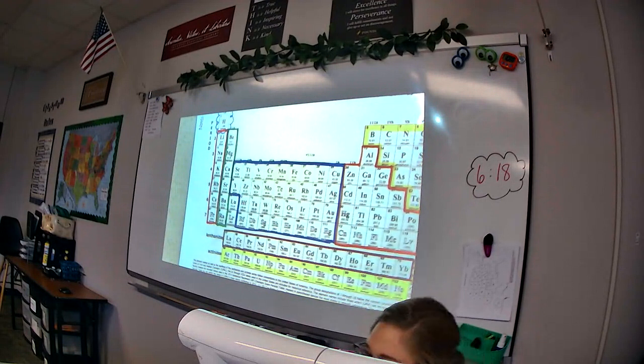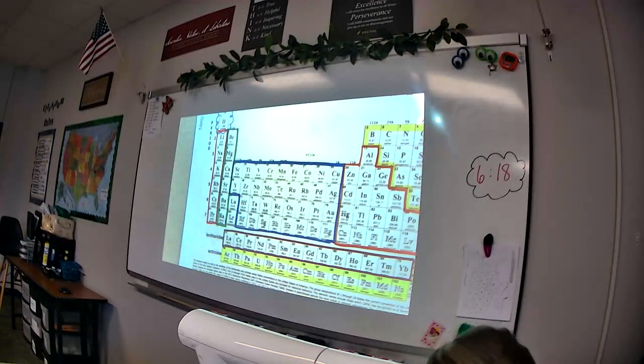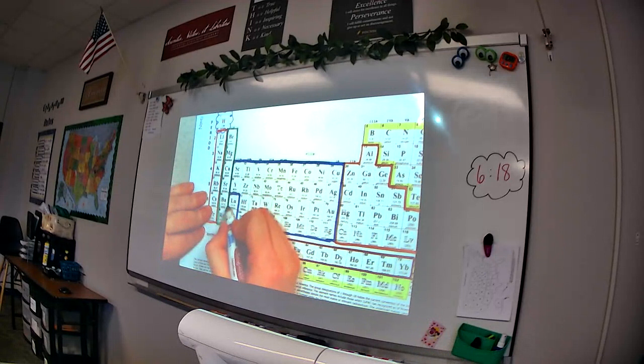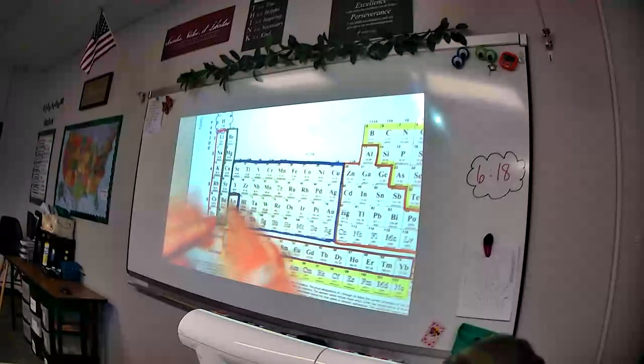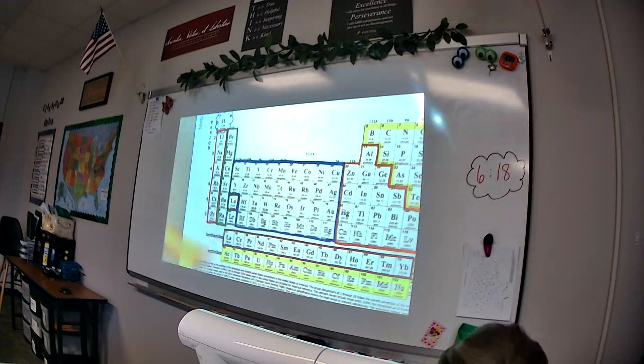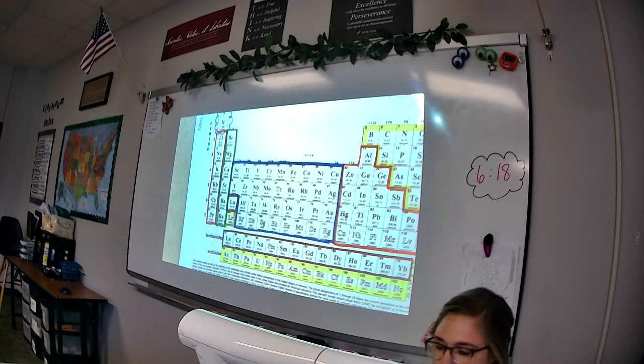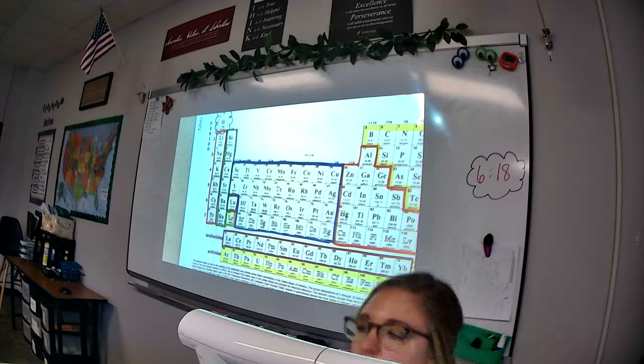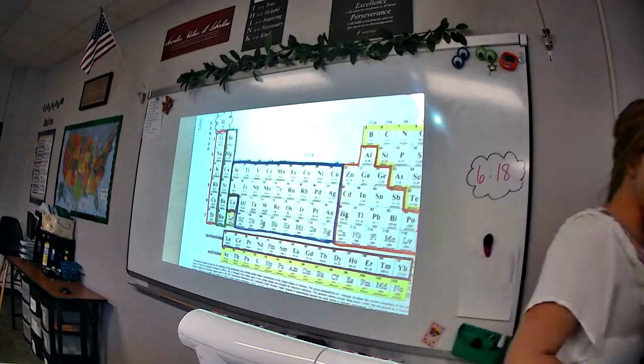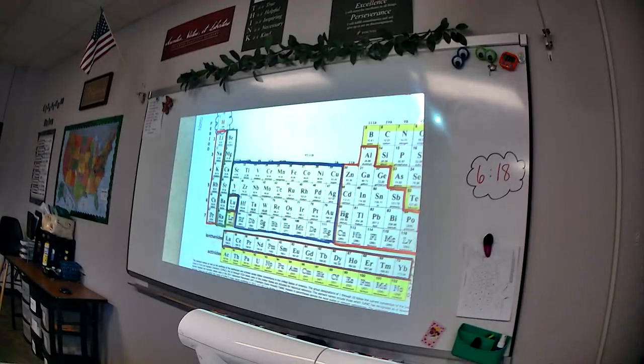All right. And then Caleb made a good point. I left out Lu and Lr. Lu goes with the lanthanoids. And Lr goes with the actinides. Okay? If you have finished your chart, I'm going to go ahead and pass out the homework for you to get started. If you haven't, that's okay. You have the remainder of class to finish the chart and work on the homework.